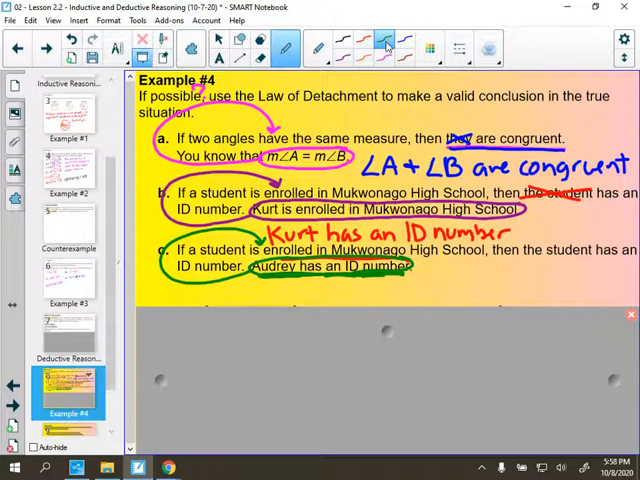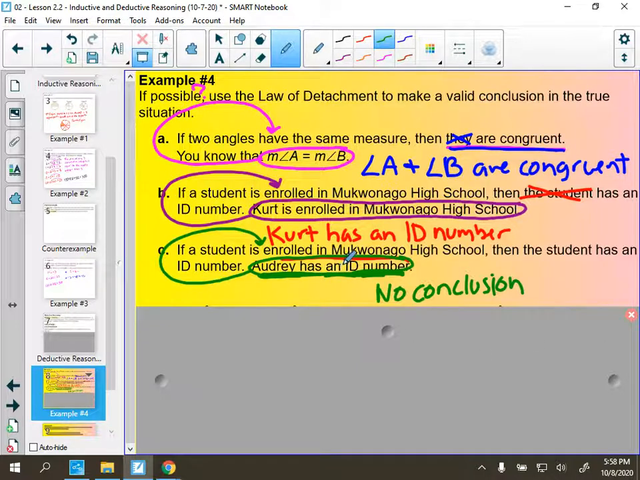So it's not a two-way street. I know there's some stuff here about the student has an ID number, but that's the conclusion. This has to match the hypothesis. So in a case like this where this information doesn't match here, or it only matches the conclusion, I actually have to say, and I should say, no conclusion. It's not a two-way street. We can't assume that Audrey goes to Mukwonago.